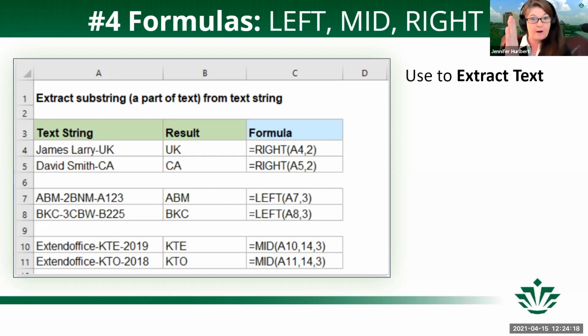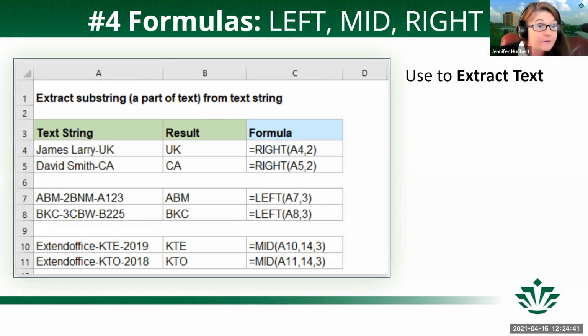In this case, it's RIGHT. So I start counting from the right. 1, 2, and that's all. So my result is UK. So if you see here, it's RIGHT. It tells you where to look. And then you tell it how many characters in to count. And that's what it returns.